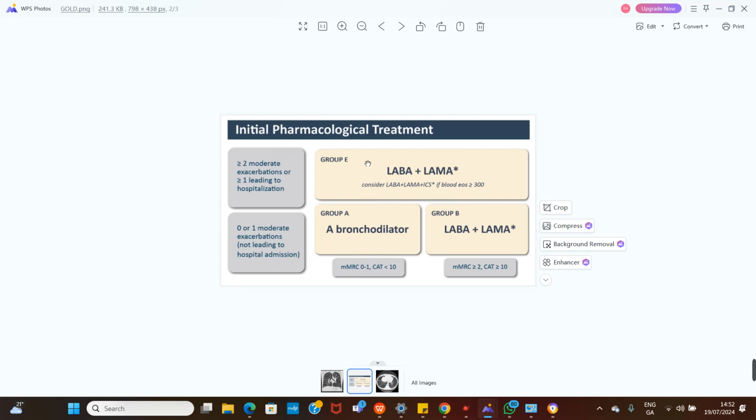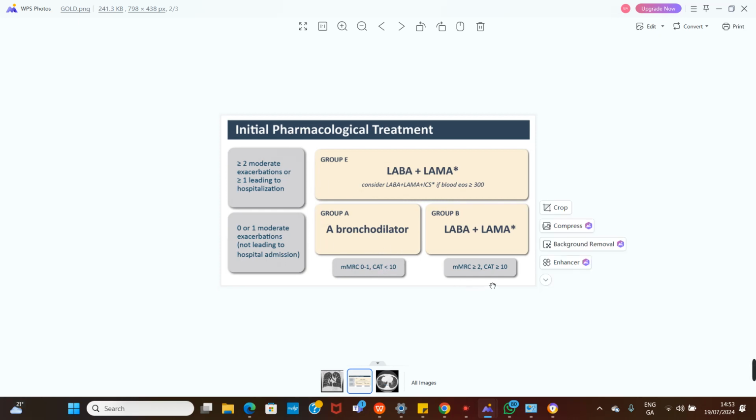But what is going to separate group A from group B is what you call the CAT score. You don't need to calculate the CAT score. If they want to test you on this, they are going to provide the CAT score for us. So if the CAT score is less than 10, group A.